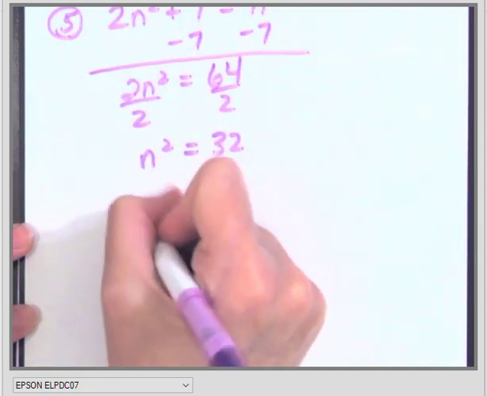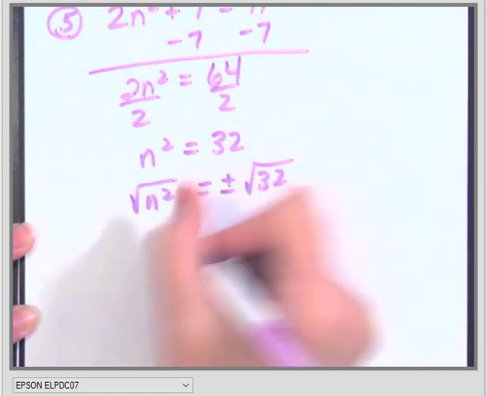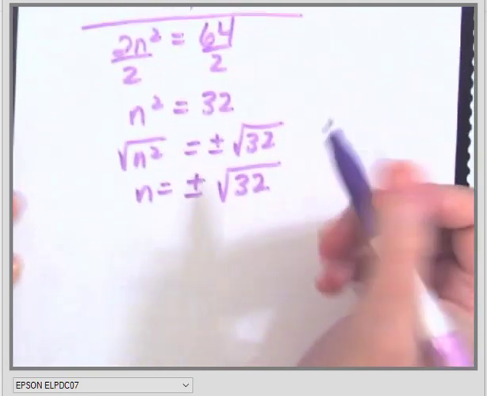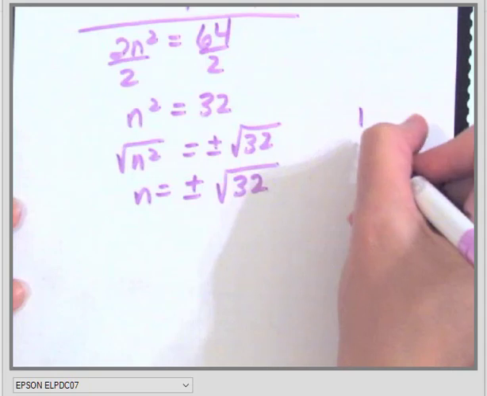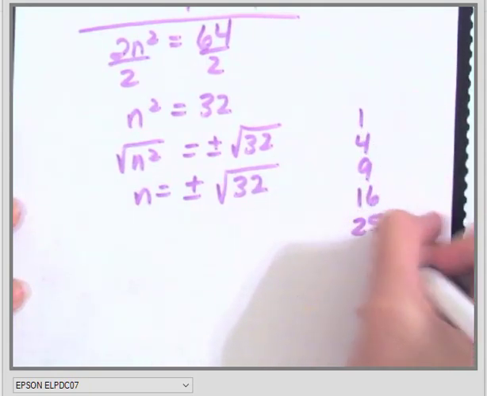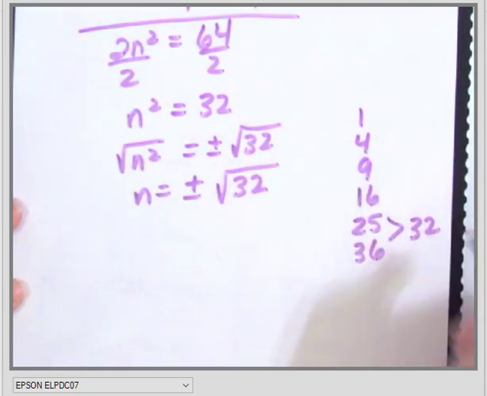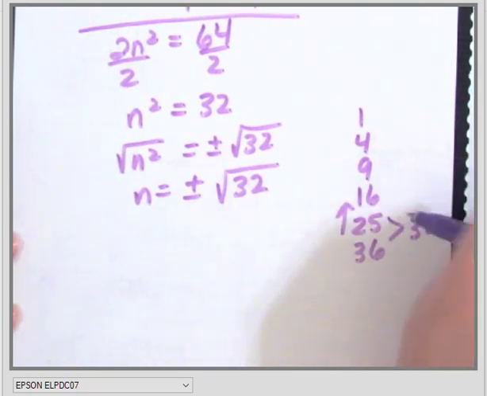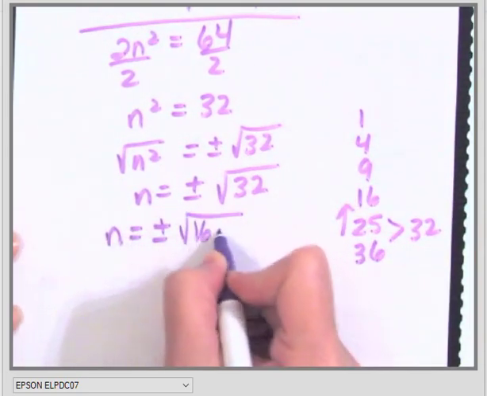We'll take the square root of both sides. And here we have a choice. We can either make a factor tree, or we can think of the largest perfect square that goes into 32. If we think about our perfect squares, 1 times 1 is 1, 2 times 2 is 4, 3 times 3 is 9, 4 times 4 is 16, 5 times 5 is 25, 6 times 6 is 36. 32 would be in between. So we'll start there and go up. 25 won't divide into it, but 16 will. 32 divided by 16 is 2. So we can rewrite that.